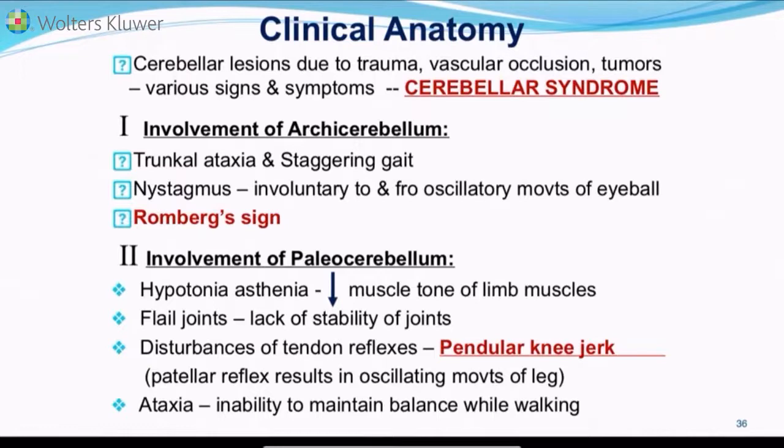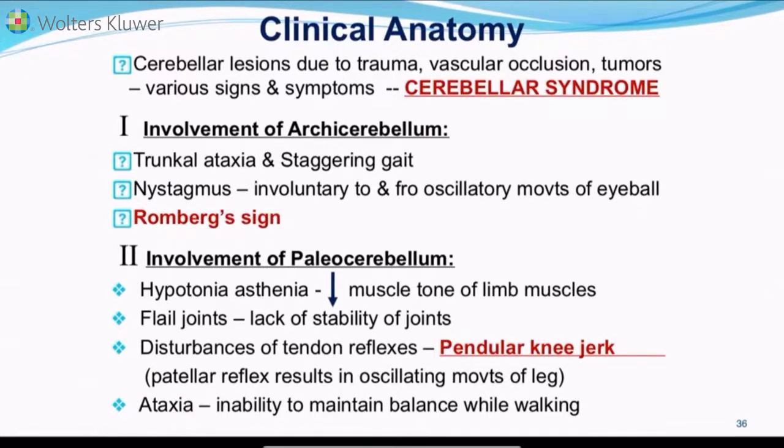Nystagmus, when you ask him to look this side, that side, you will have involuntary to and fro oscillatory movements of the eyeball. Romberg's sign is a sign when you ask a patient to stand with his eyes closed, he will sway to one or more side. He will not be able to stand straight with the eyes closed. With eyes open, okay, but with eyes closed also we should be able to stand straight, maintaining our equilibrium normally.